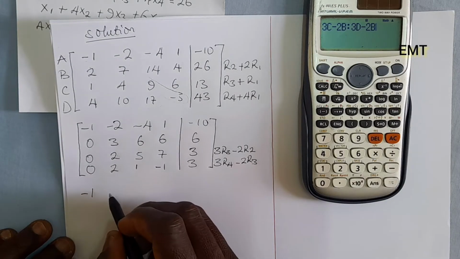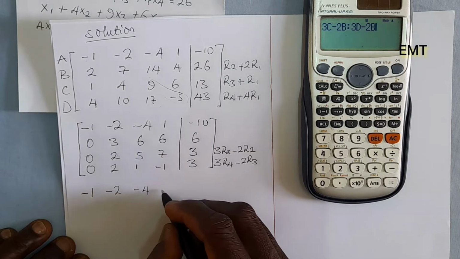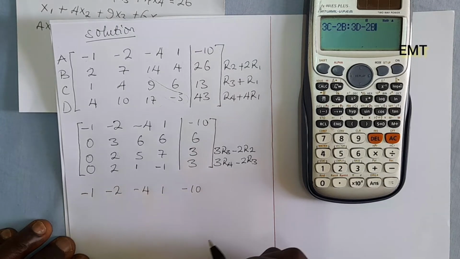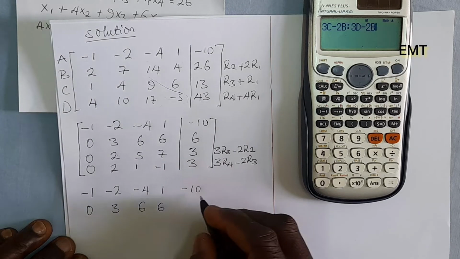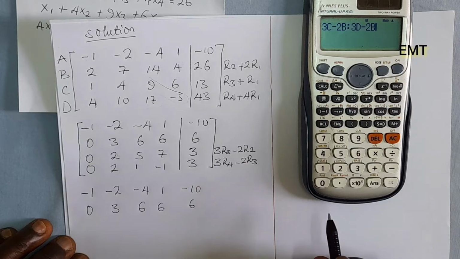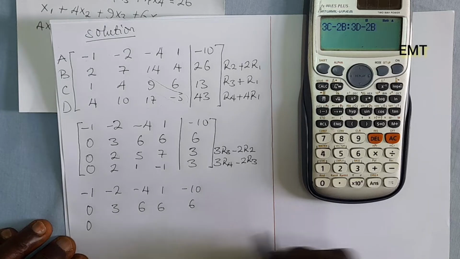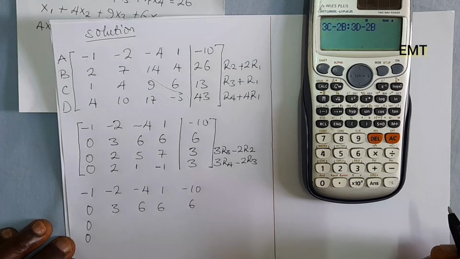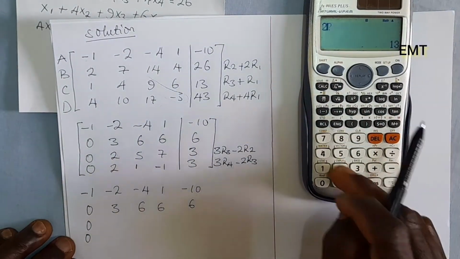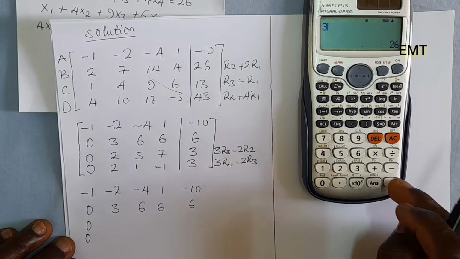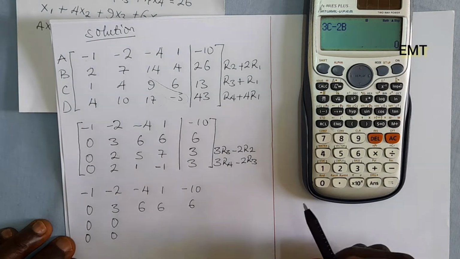We have -1 for row 1, -2, -4, 1, -10, because the row will not change. Row 2 also will not change. We take it as it is. But when we come to row 3, we know that the first 0 will not change, and even in the fourth one. But we now calculate for these two. When C is 2, B is 3, and D is 2. What do we have? Of course, we had expected these zeros.